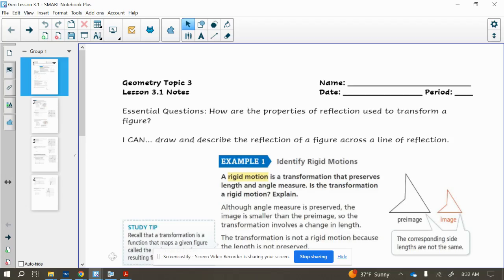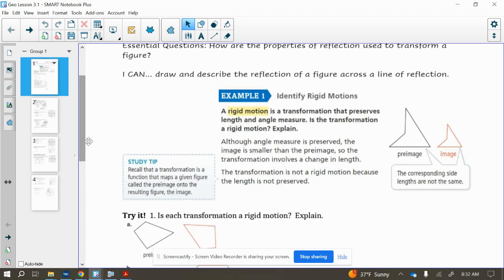And welcome to topic 3, lesson 3.1. Today we are going to talk about rigid motions as well as reflections and reflecting across different lines. So what is a rigid motion?